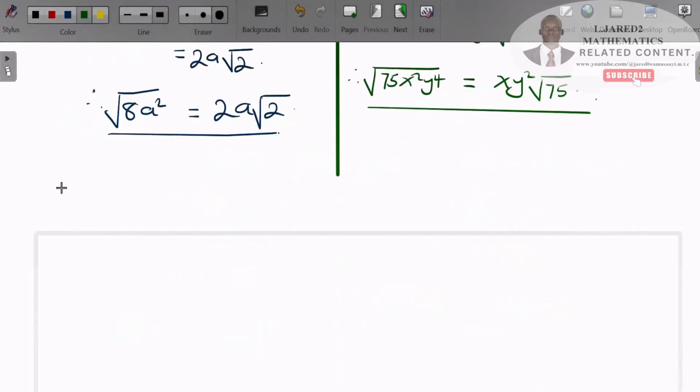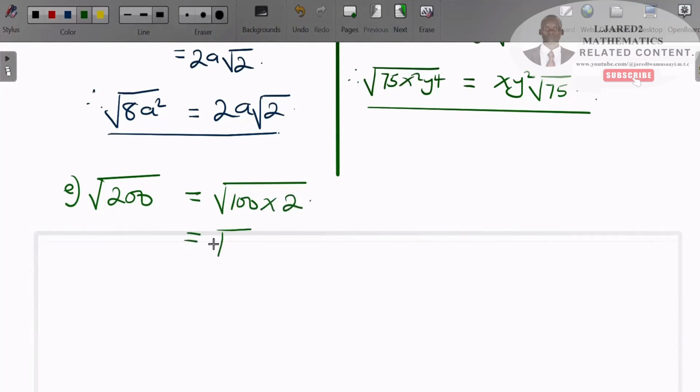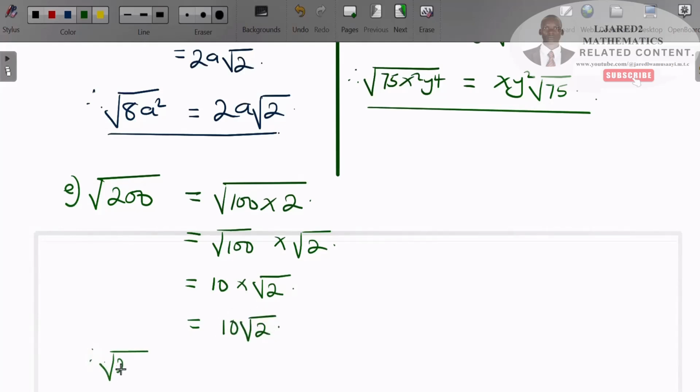We can have part E, the square root of 200. This is the same as, when we look for the two factors, we have the 100 and then the 2. So this is the same as having the square root of 100 multiplied by the square root of 2. The square root of 100 is 10, multiplied by the square root of 2, which remains that because it is an irrational number. So this is the same as having 10 multiplied by the square root of 2. Therefore, the square root of 200 is the same as 10 root 2.